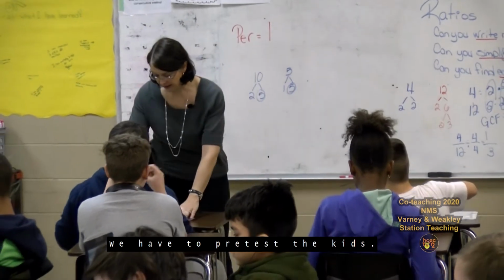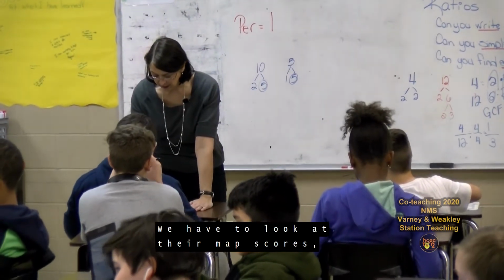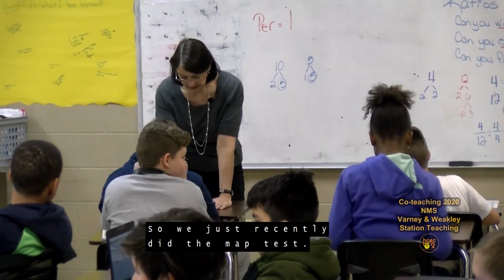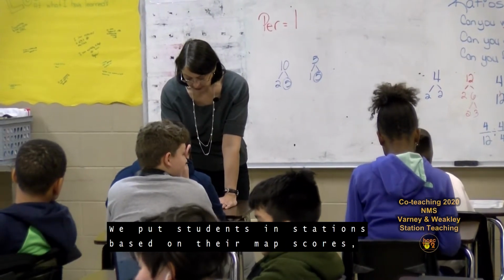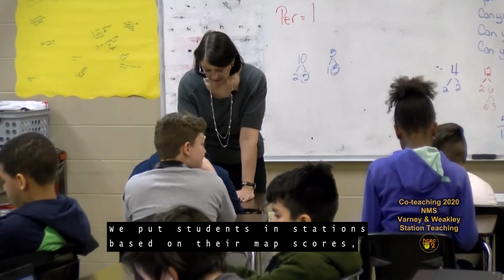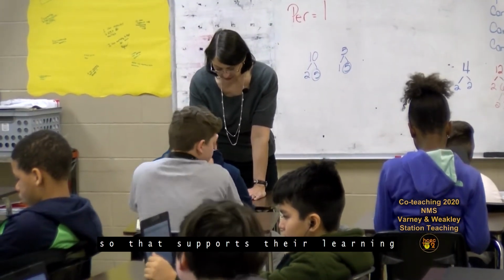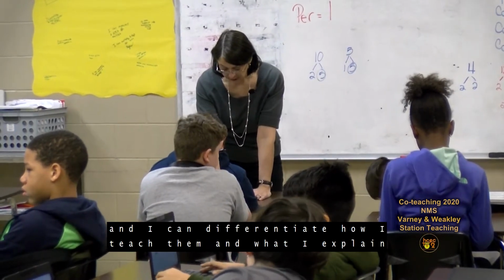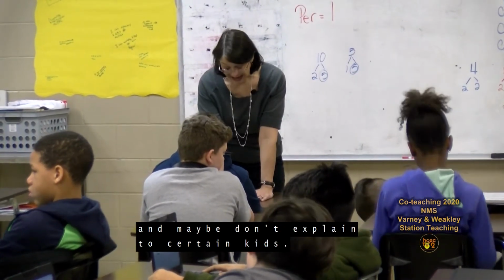We have to pre-test the kids. We have to look at their MAP scores, make sure that they're in the right stations together. So we just recently did the MAP test. We put students in stations based on their MAP scores. So that supports their learning because they're where they should be, and I can differentiate how I teach them and what I explain and maybe don't explain to certain kids.